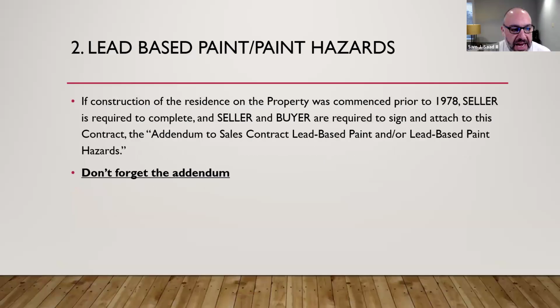So lead-based paint is just a notice. If your property was built prior to 1978, that is December 31st, 1977 or older, then you need to add the lead-based paint addendum. And be very careful with the lead-based paint addendum because you as the realtor sign it as the agent, not the broker. So make sure it's correct. Don't forget the addendum.